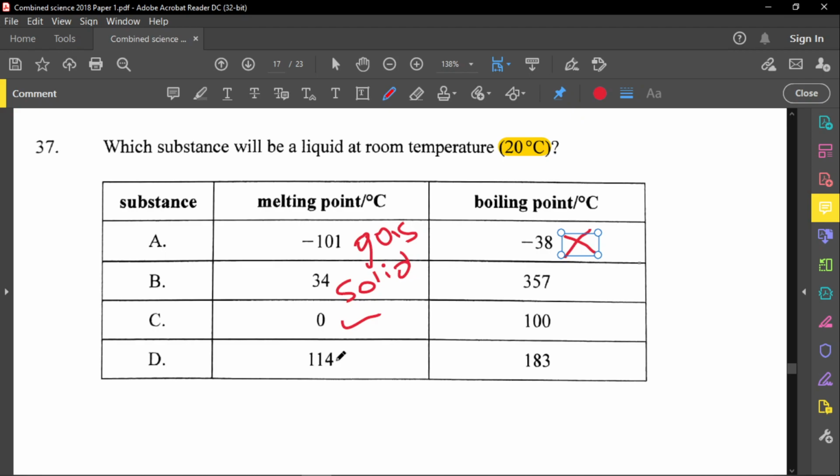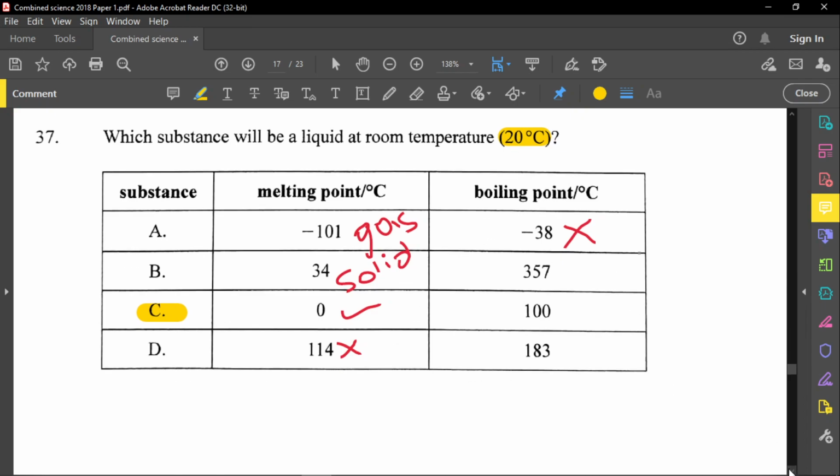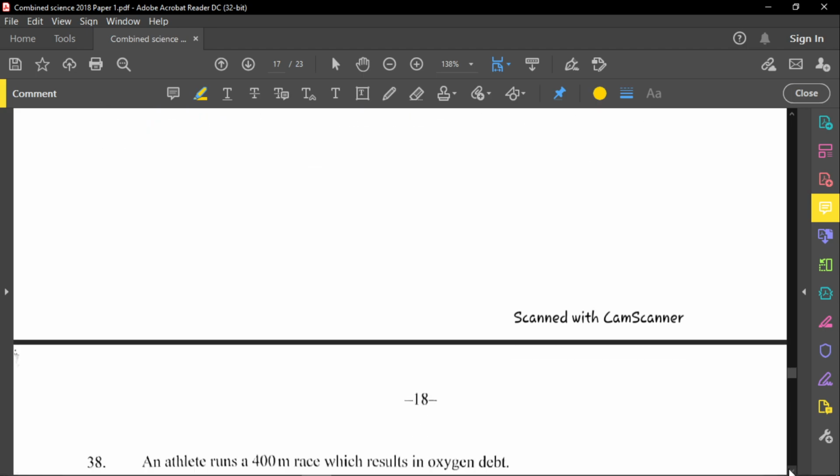All right. 114 melts at 114. We can move on from this because if this melts at 114, that means it's already a solid at 20, right? So let's just choose our answer right here. It is C. Okay, 114 melting at 114. It's already a solid, all right, at 20. All right. So let's go to the next question here.